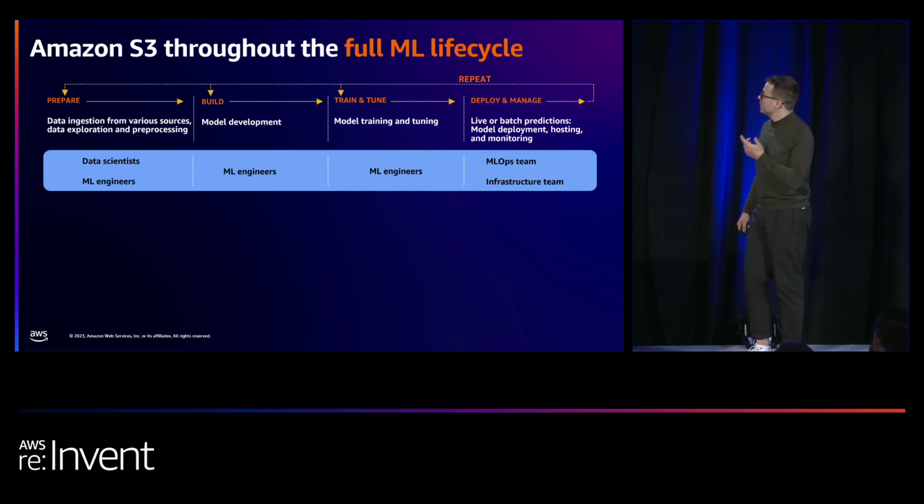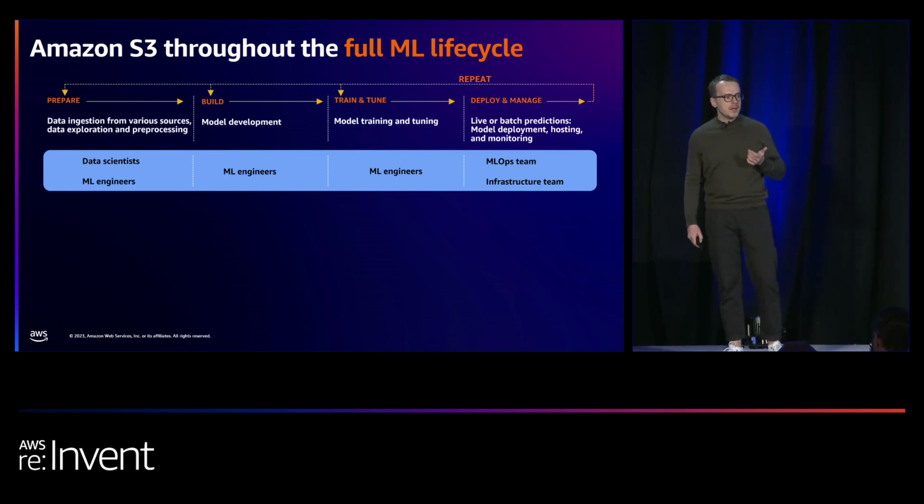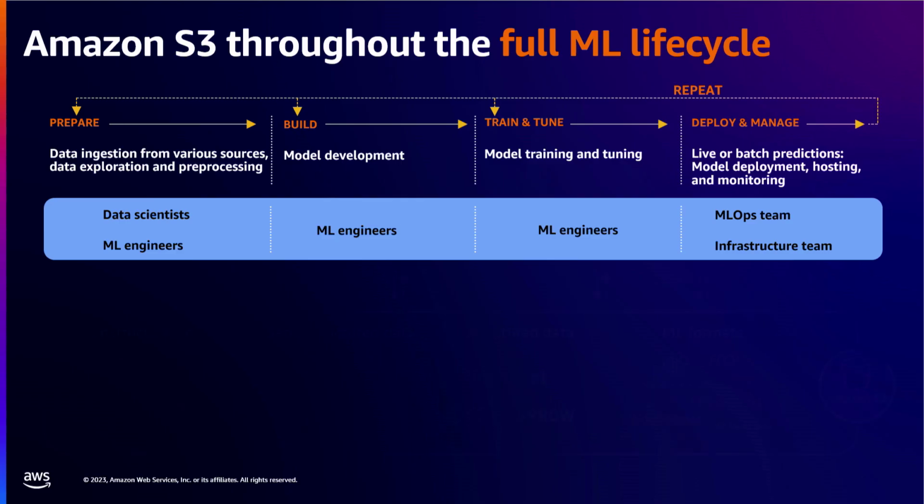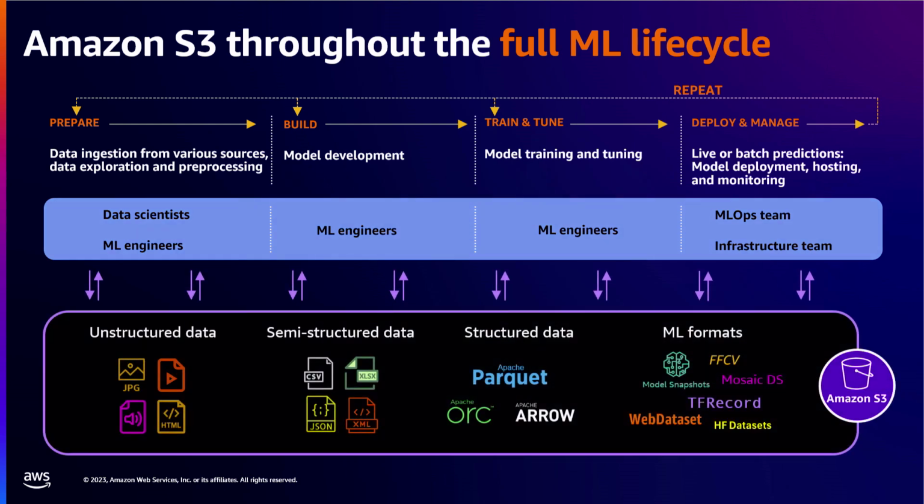And there, the models themselves will be continuously monitored. So if the performance degrades, the machine learning lifecycle will repeat itself. However, it is important to understand that throughout those different stages in the machine learning lifecycle, your data lives and continuously evolves on Amazon S3.